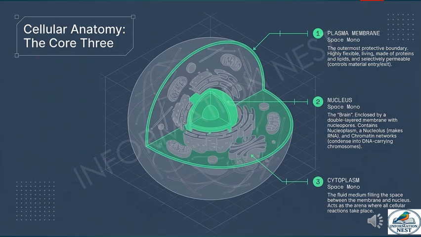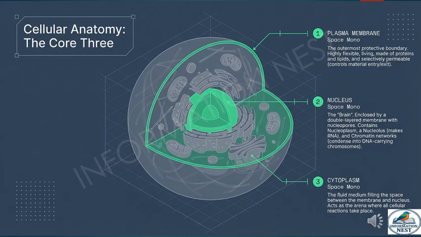Meet the core three, the original power trio. First up, the plasma membrane. Think of it as the world's pickiest bouncer. It's selectively permeable, which is science speak for if your name is not on the list, you're not getting in.